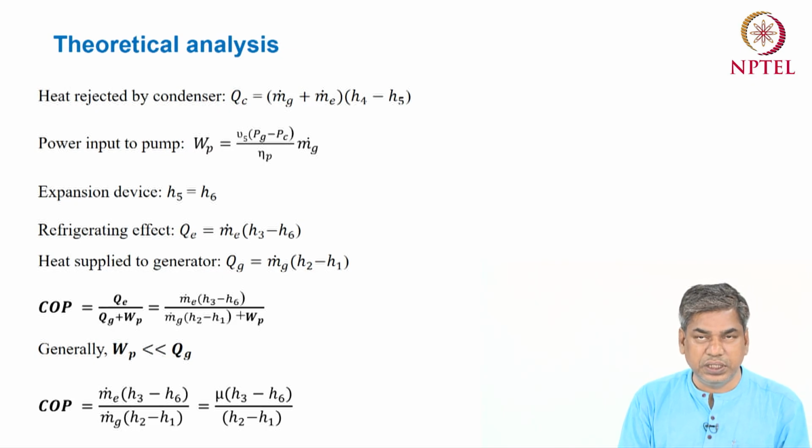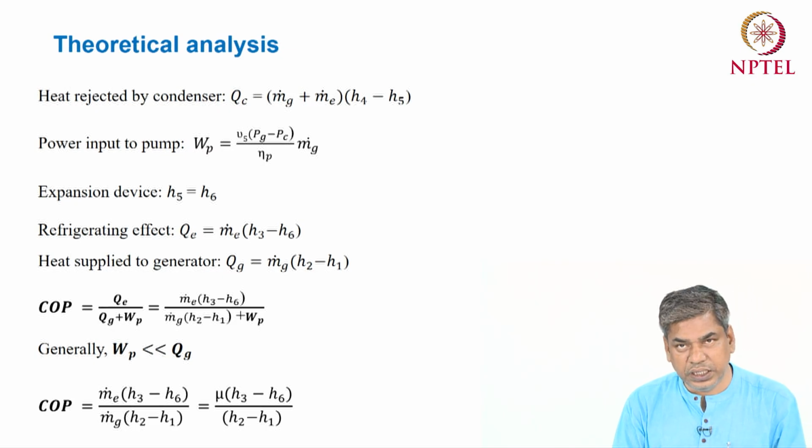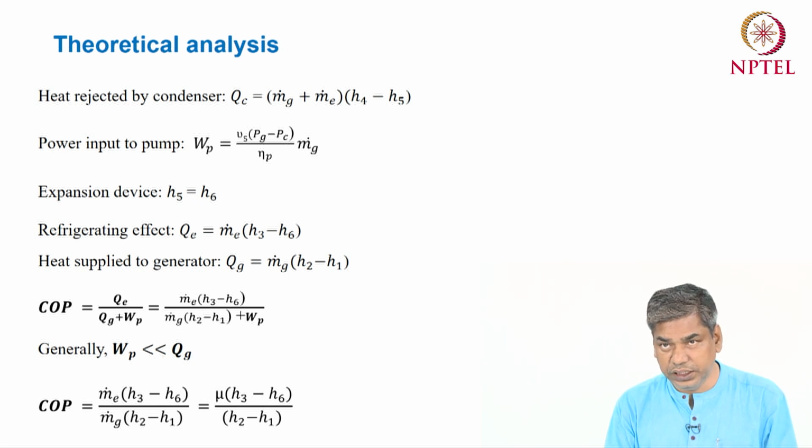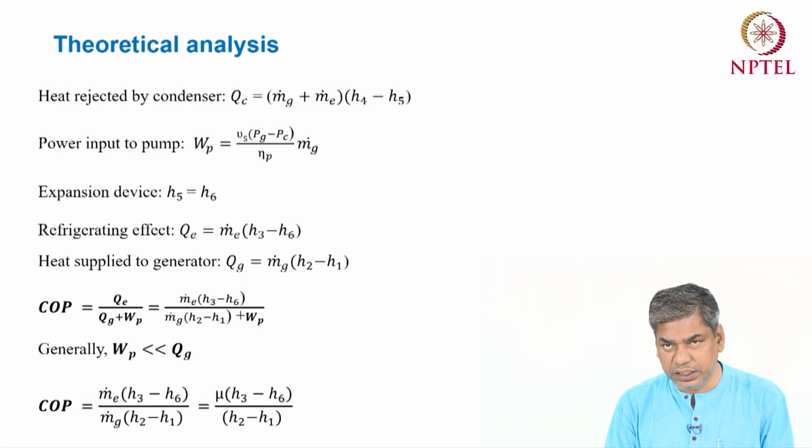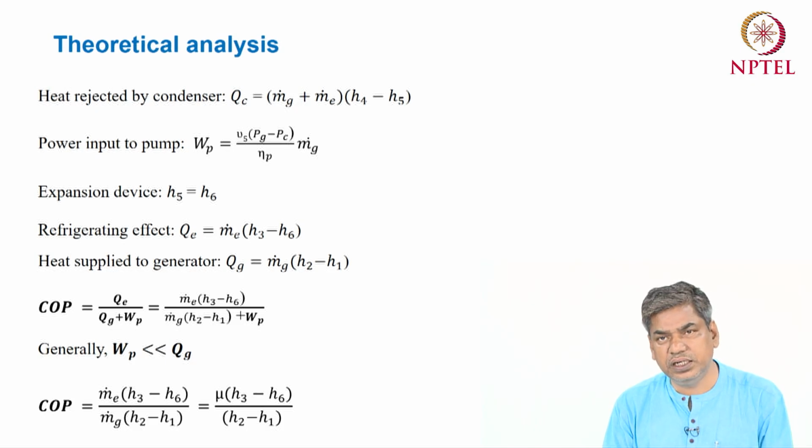So for the expansion device, H5 is equal to H6. Then the refrigeration effect is m dot e into (H3 minus H6). The heat supply to the generator is m dot g into (H2 minus H1). So your COP of this system can be written as the refrigeration effect QE divided by the generator heat input plus the pump work.